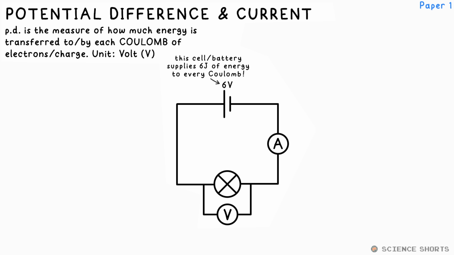We measure PD with a voltmeter. They're always connected in parallel across the component you want to measure the voltage of, the PD of. In the real world, that means the leads or cables from the voltmeter always piggyback onto other leads.